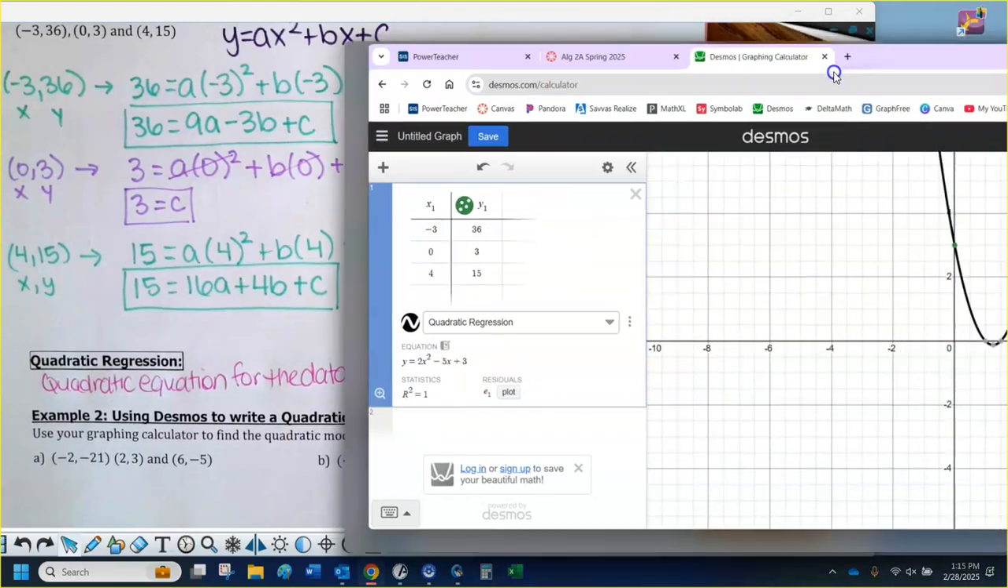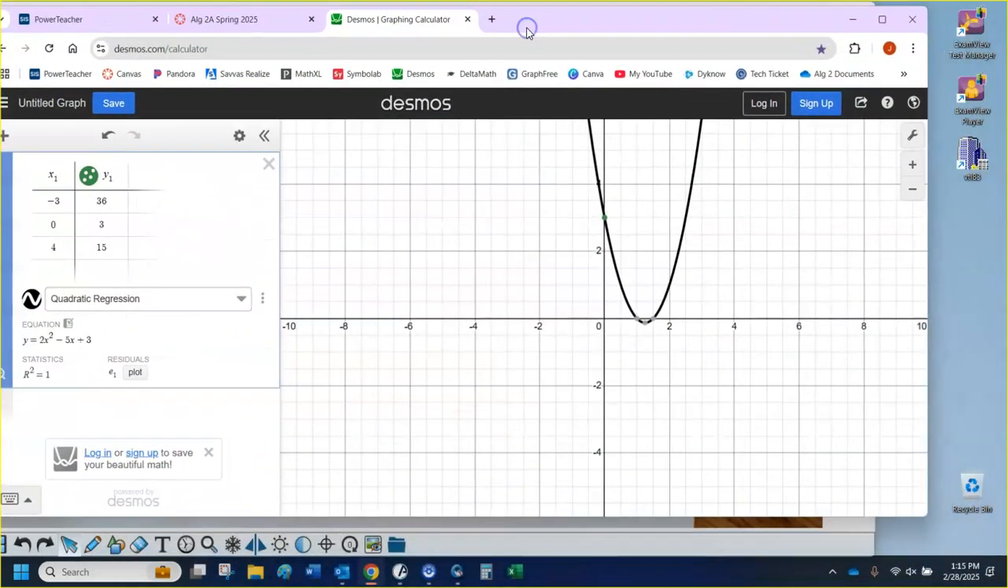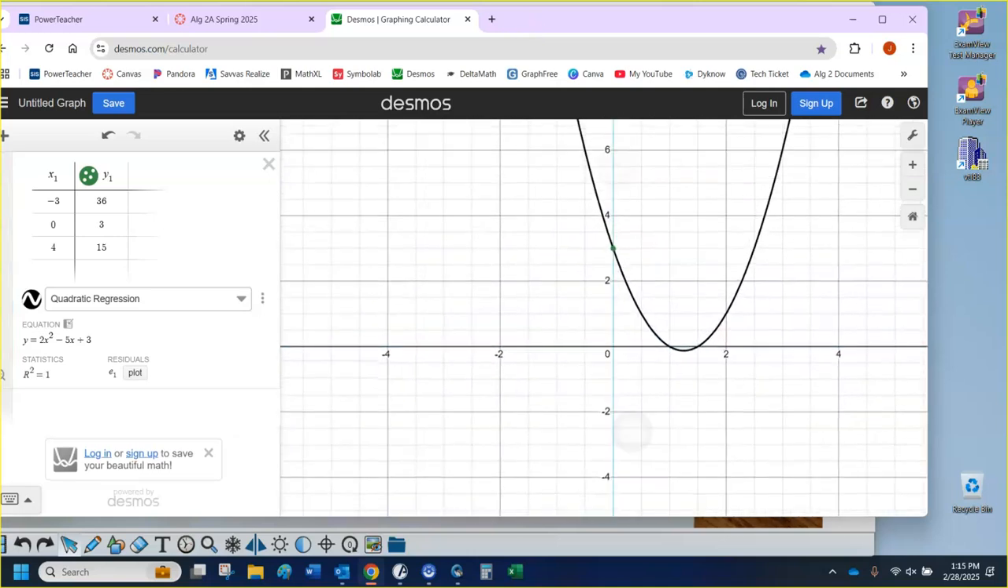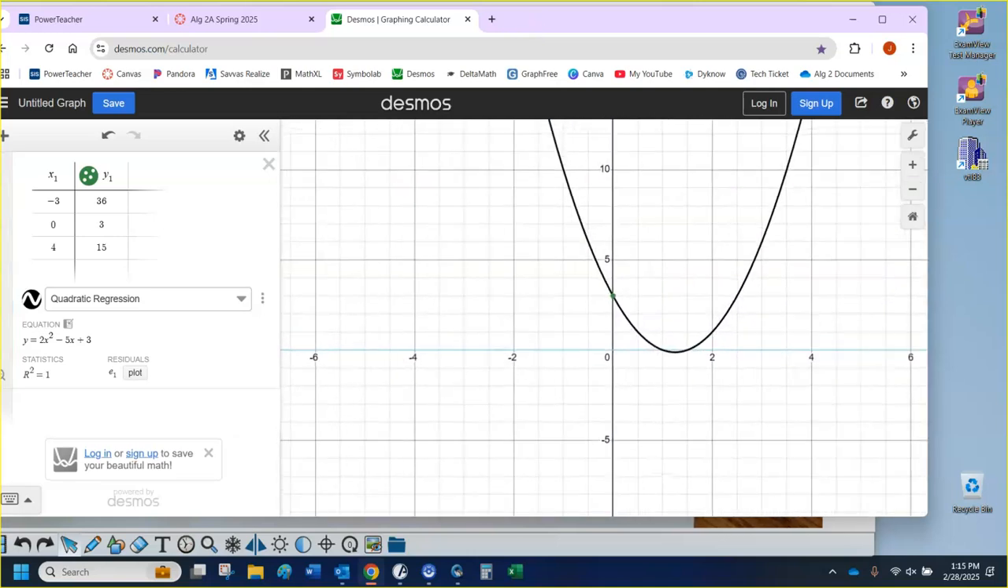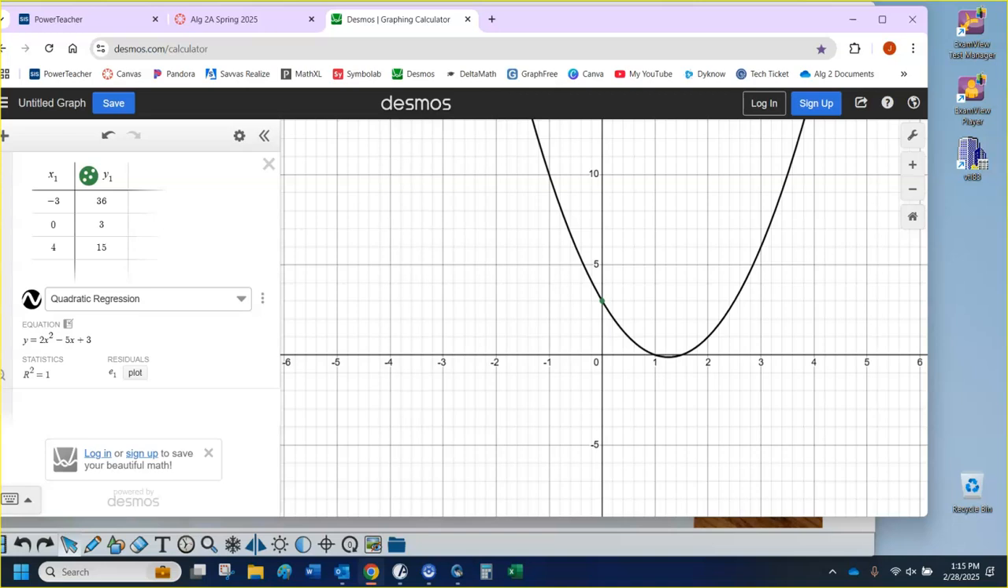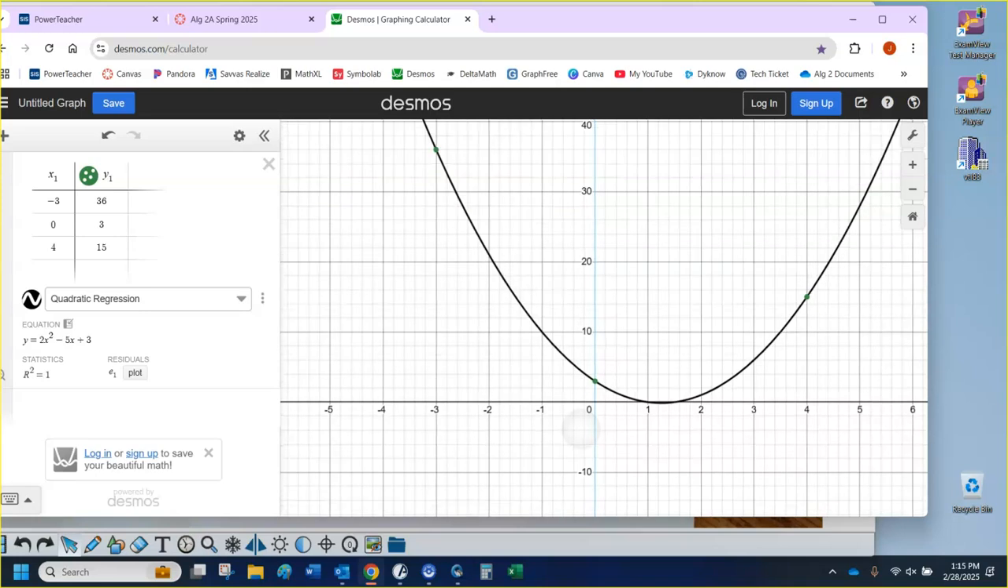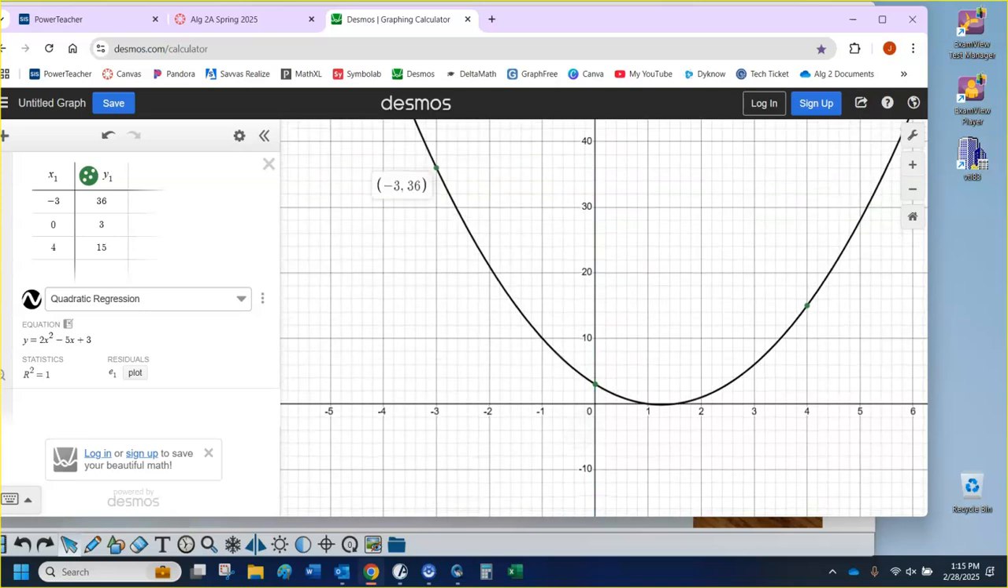Let me move this so you can see just a little bit. This isn't the perfect graph, but you can stretch this around, and I'll be happy to help you manipulate that. What was the other one? We had 336. Those points should all be on the graph. And if you can see them, I stretched that out a little bit. But that parabola perfectly goes through those 3 points.